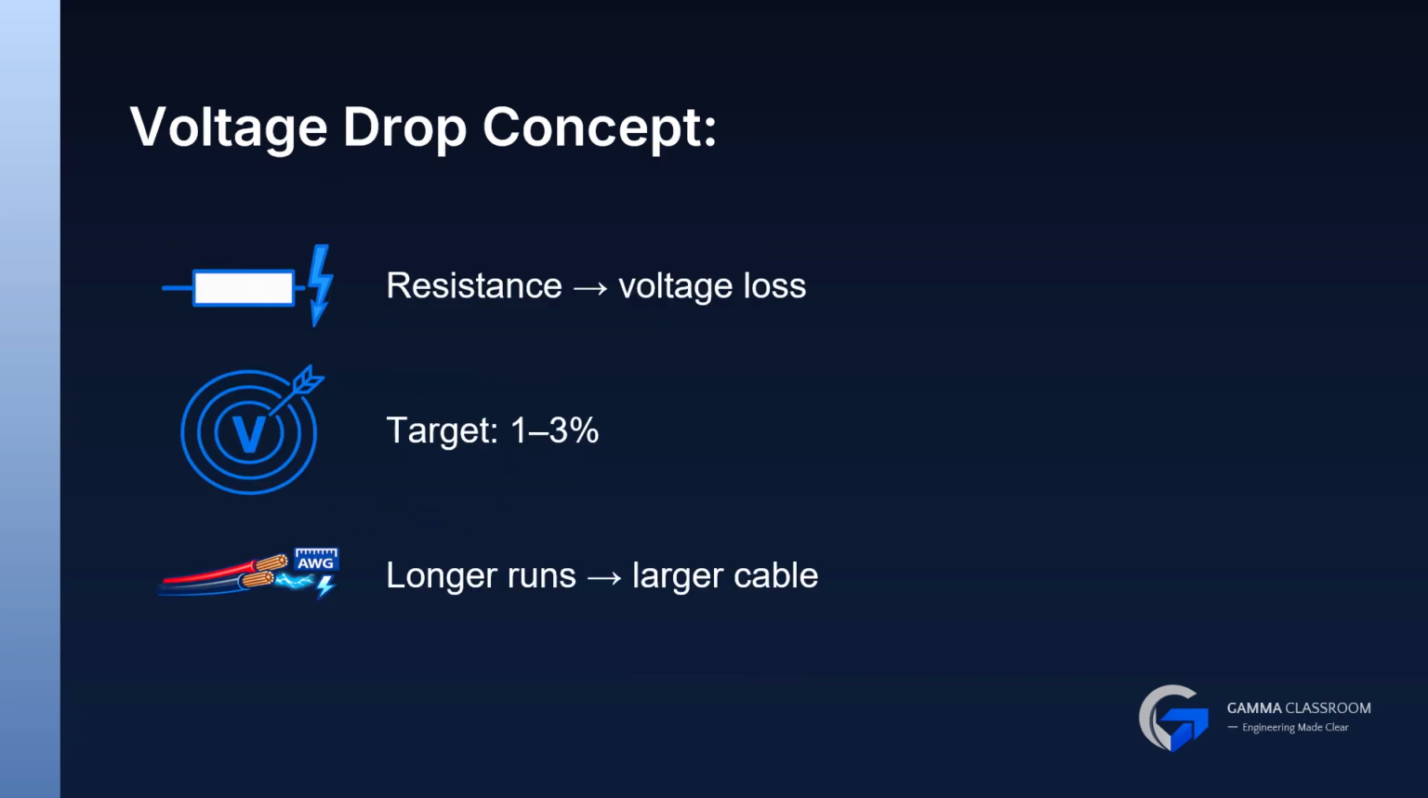Voltage drop occurs because cable resistance causes a small loss in voltage. We typically aim for 1 to 3%. Longer cable runs increase resistance, so larger cable sizes may be required.